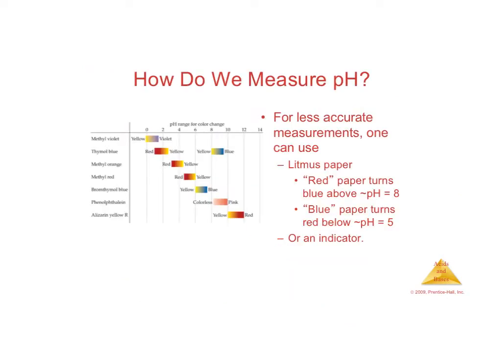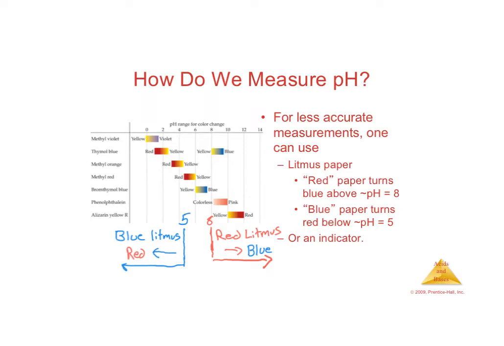So just how do we measure the pH of a solution? Well, there are a few ways we can do that. One is by using litmus paper. Red litmus paper will turn blue above pHs of about 8, and blue litmus paper will turn red below pHs of about 5. But you'll see that this leaves sort of a big range and not a really accurate indication of what pH our solution is.